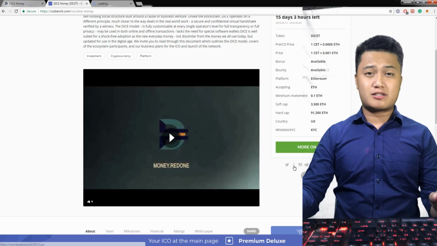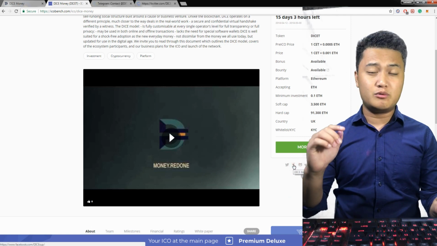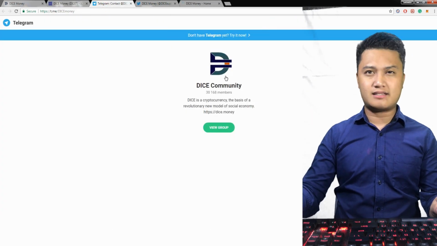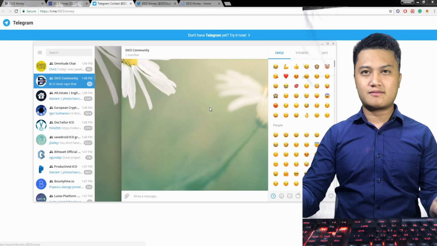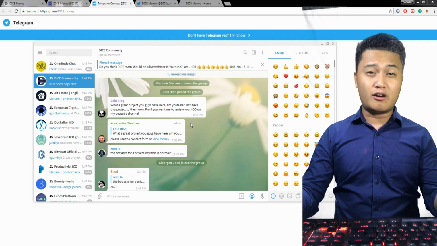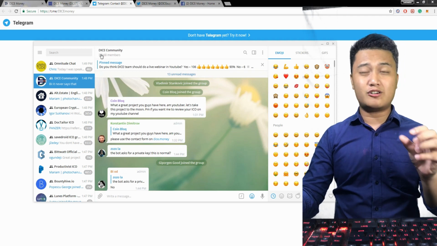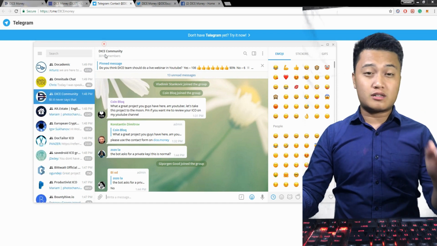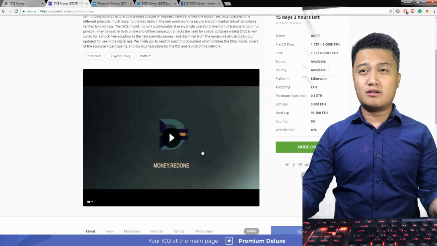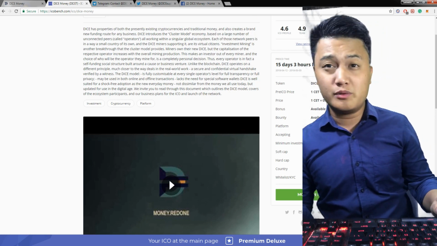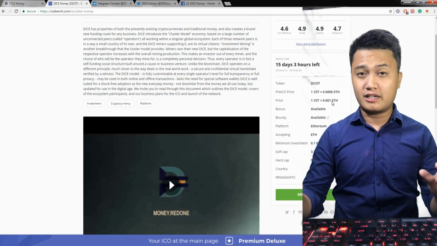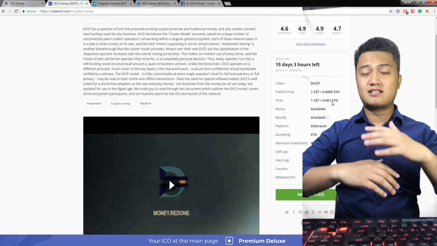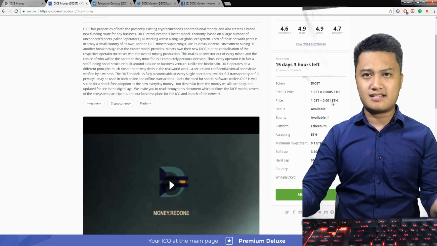Next is the token economics. This is one of the most important things that investors should know before investing into any ICO. The name of the token is Dice Money token, or the DCET tokens. Each DCET token is worth 0.001 Ethereum, or around 50 cents in US dollars with the price of Ethereum now. That is the price of their main ICO token sale, guys.